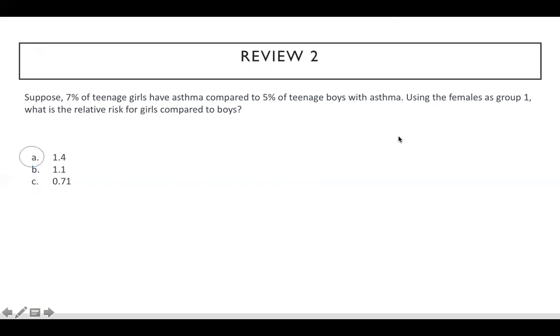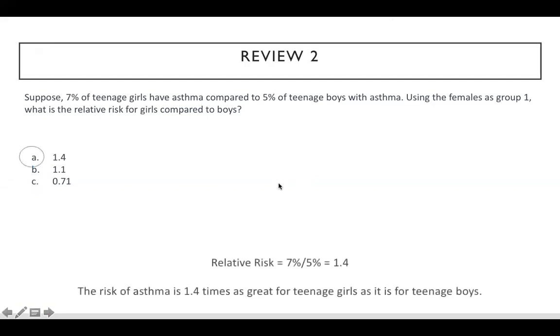All right, great, you guys. 1.4 is our answer. Just going over group 1, 7% divided by our group 2 risk, which is 5%, and then we get 1.4. If you're wondering how we could conclude this, we could say the risk of asthma is 1.4 times as great for teenage girls as it is for teenage boys.